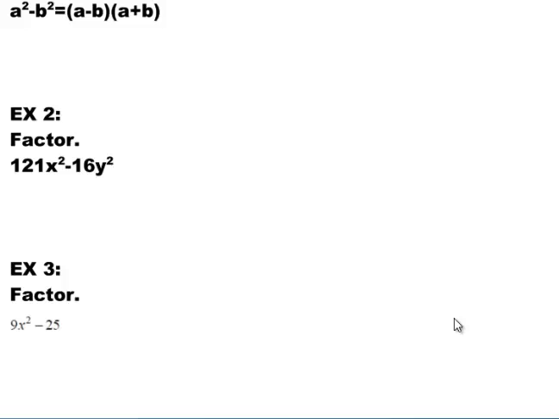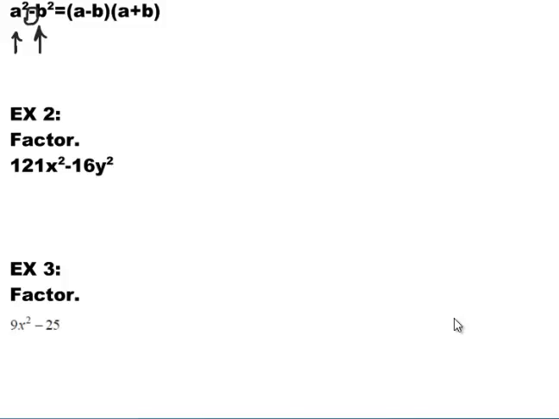The next type of factoring is difference of squares. This type of factoring is, first of all, you have to have two terms. This is the first term. This is the second term. Also, you can find the square root of both terms easily. And also, the sign between the two has to be subtraction.